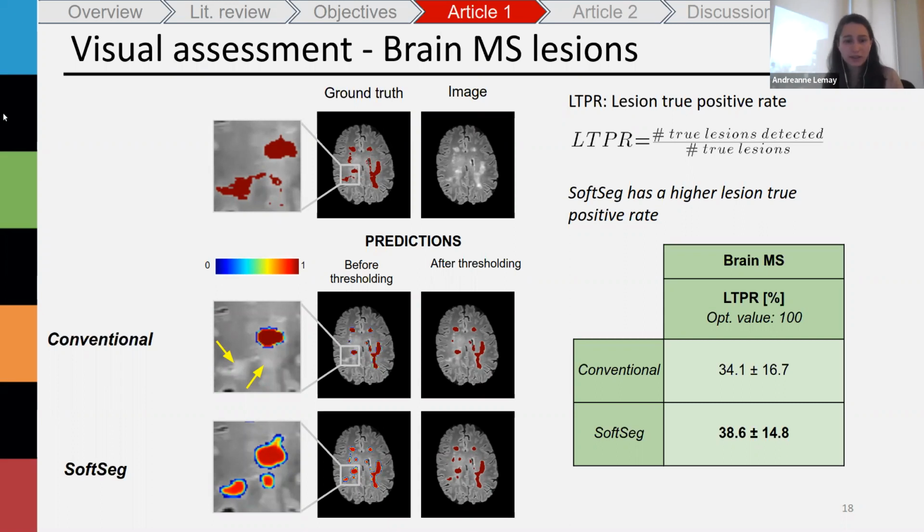So it is true in this example that is shown over here, but it was also true overall. We trained 10 models for each of the pipelines, and we had, of course, multiple patients, and in all the tables that I will be presenting, we have the mean plus or minus the standard deviation of these predictions. So overall, the SoftSeg model had a higher lesion true positive rate compared to the conventional.